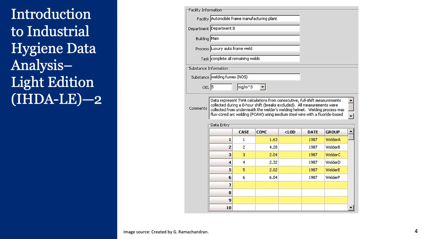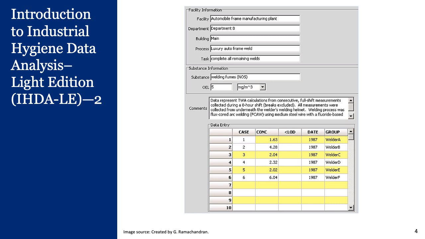And so you can see in the top part, you can enter information about the facility and the department and process and so on. These you can enter or not as you see fit for the purposes of this course. But what is really important is that you enter the value of an exposure limit and the units for that. And so in this example, the OEL is 5 milligrams per cubic meter. And in the bottom part of this are the actual data points.